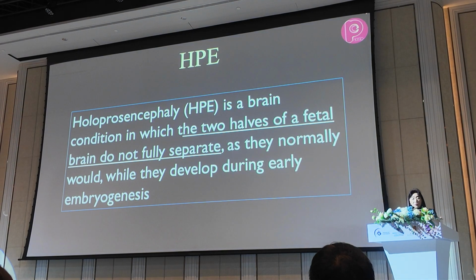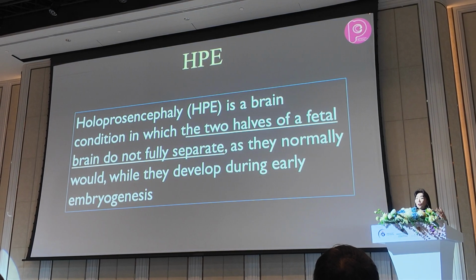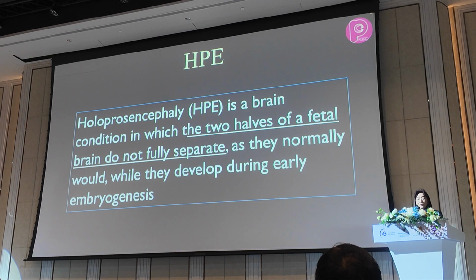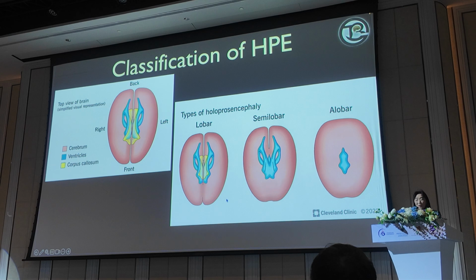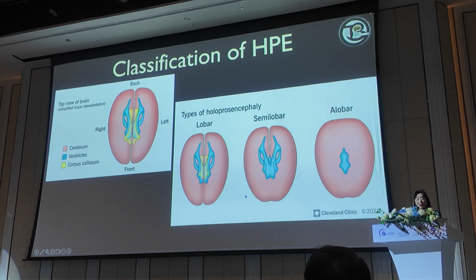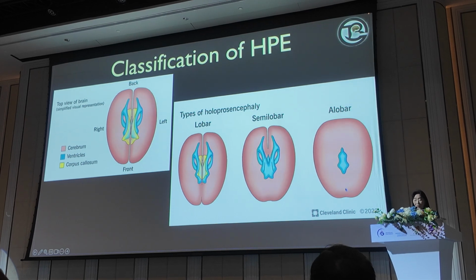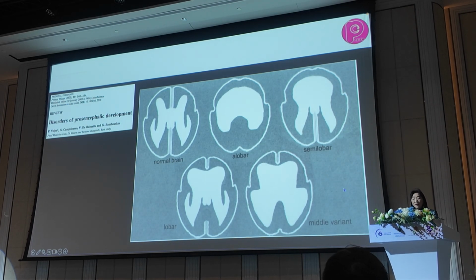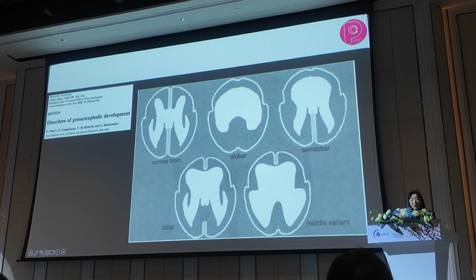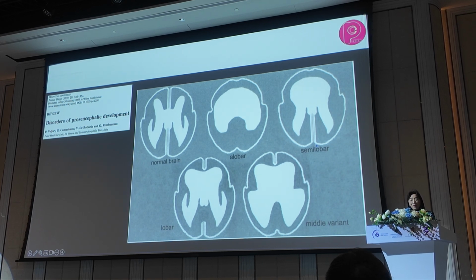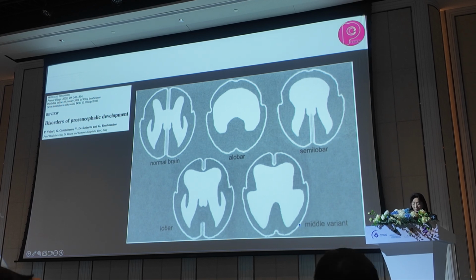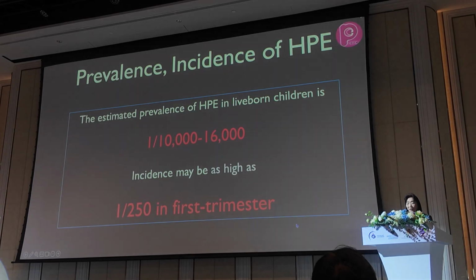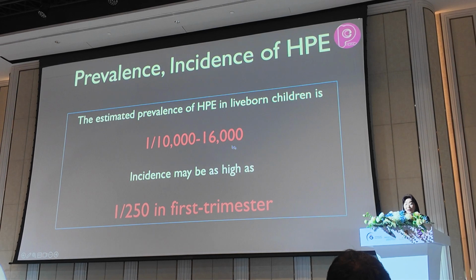Now, holoprosencephaly is a brain condition in which the two hemispheres of the fetal brain do not fully separate. And as you know, this is a schematic illustration of the alobar, semilobar, and lobar holoprosencephaly. And in the images, the typical actual images of the normal brain and alobar, semilobar, and lobar, and the variant of holoprosencephaly.